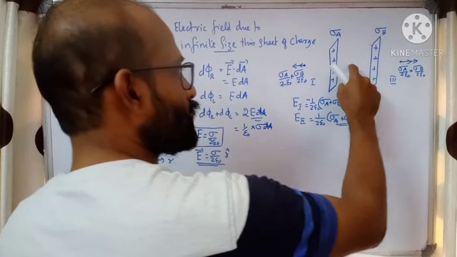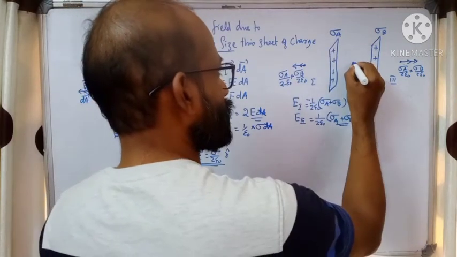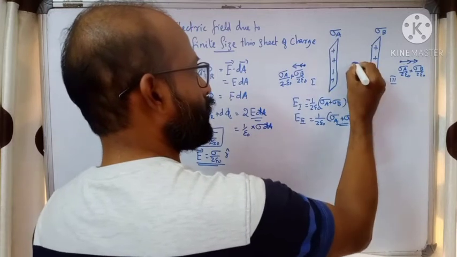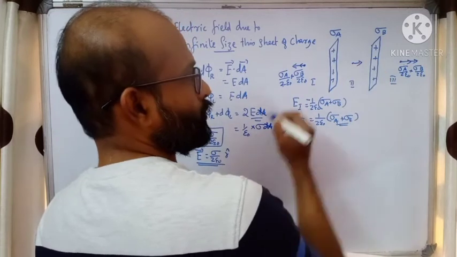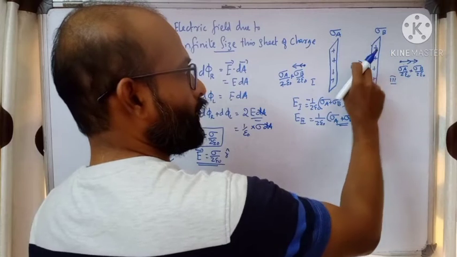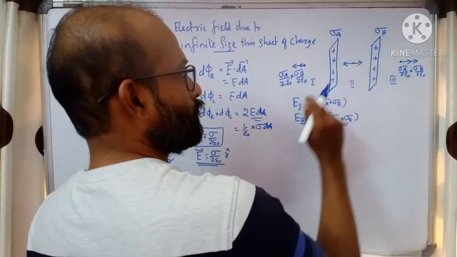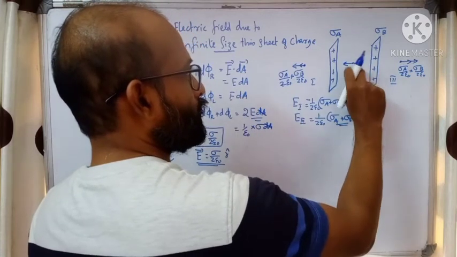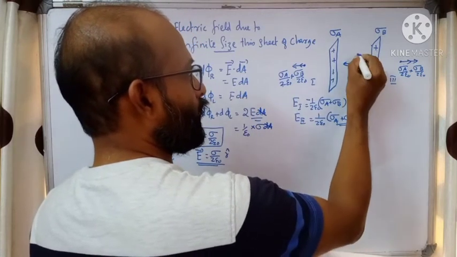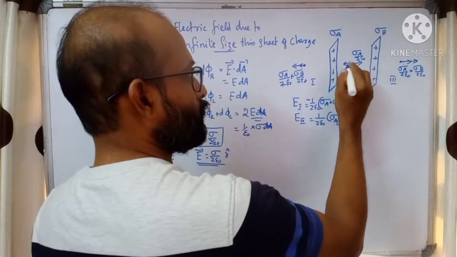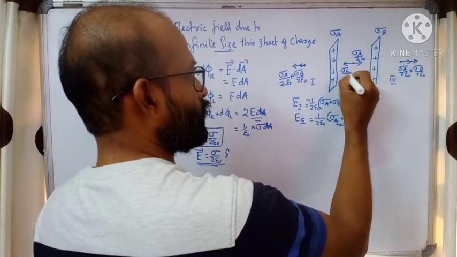Now come to this region, region 2. See, if you consider a point here, this charged sheet will produce a field away from the sheet. This is the direction. This will also produce a field away from the sheet. This will be the direction. So this sheet produces a field having a value sigma A by 2 epsilon 0. This produces a field sigma B by 2 epsilon 0.